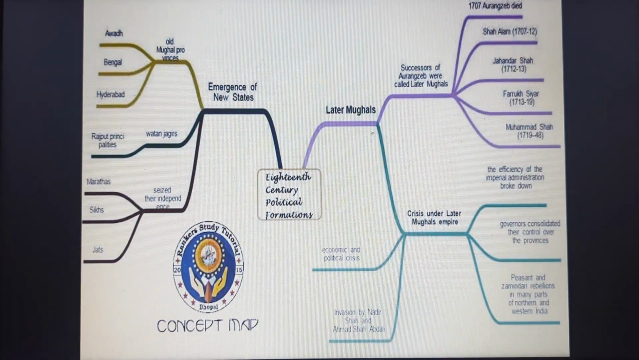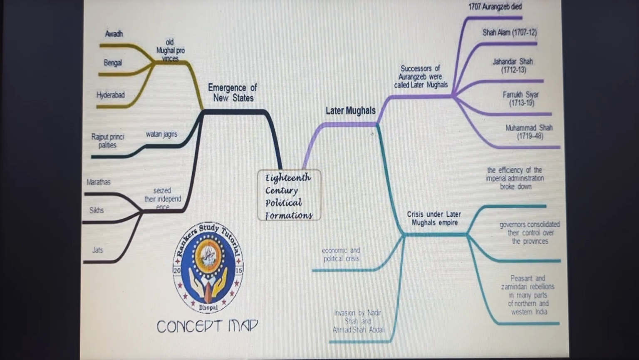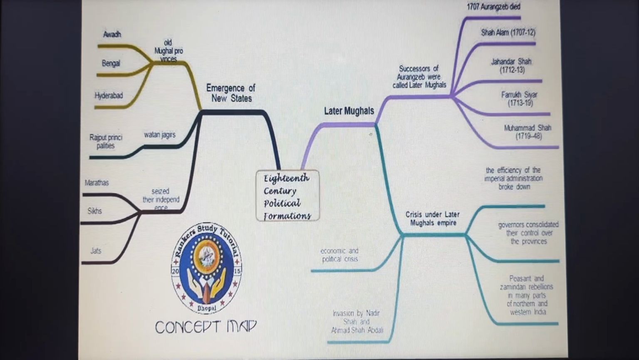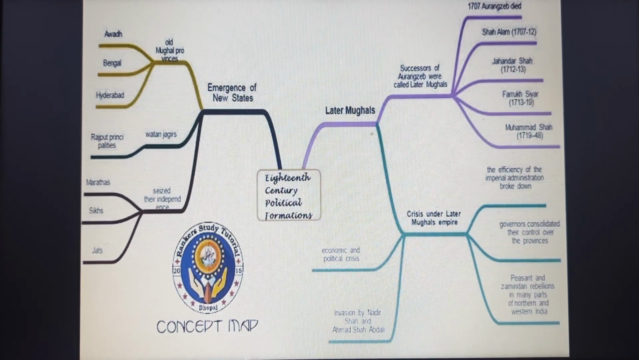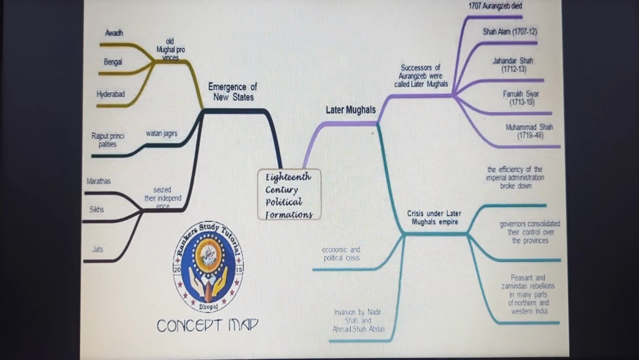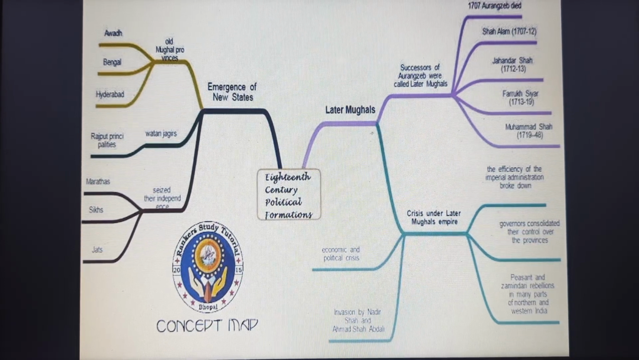Lastly, you can see here the concept map of this chapter: 18th century political formations. You can see the emergence of the new states. The later Mughals, the successors of Aurangzeb, were called the later Mughals. In 1707 Aurangzeb died. Shah Alam ruled from 1707 to 1712. Jahandar Shah ruled from 1712 to 1713. Farrukhsiyar ruled from 1713 to 1719. Muhammad Shah ruled from 1719 to 1748. The efficiency of the imperial administration broke down after that.